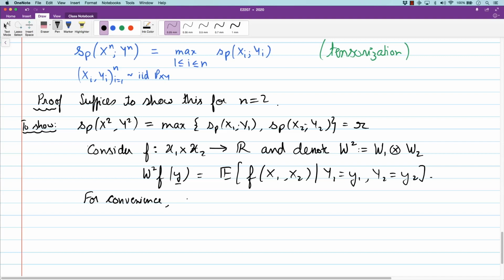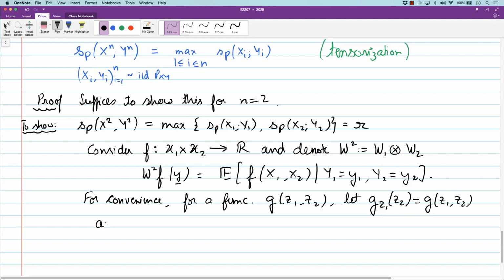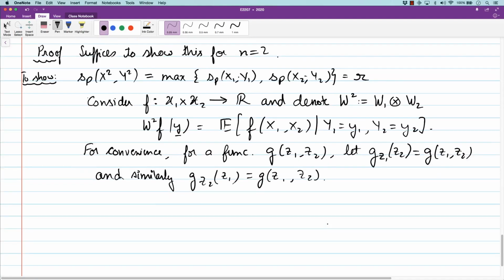For a function g which has two arguments z1 and z2, we define g subscript z1 as a function of z2 as g of z1, z2, and similarly g subscript z2 of z1 is g of z1 comma z2. Okay, this is just for convenience. So all the notation is set.